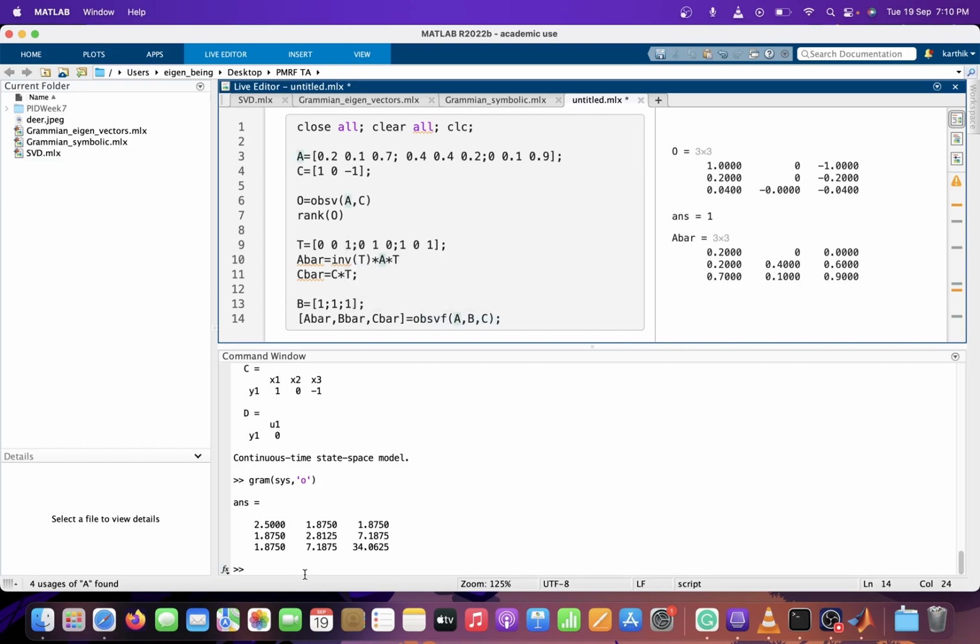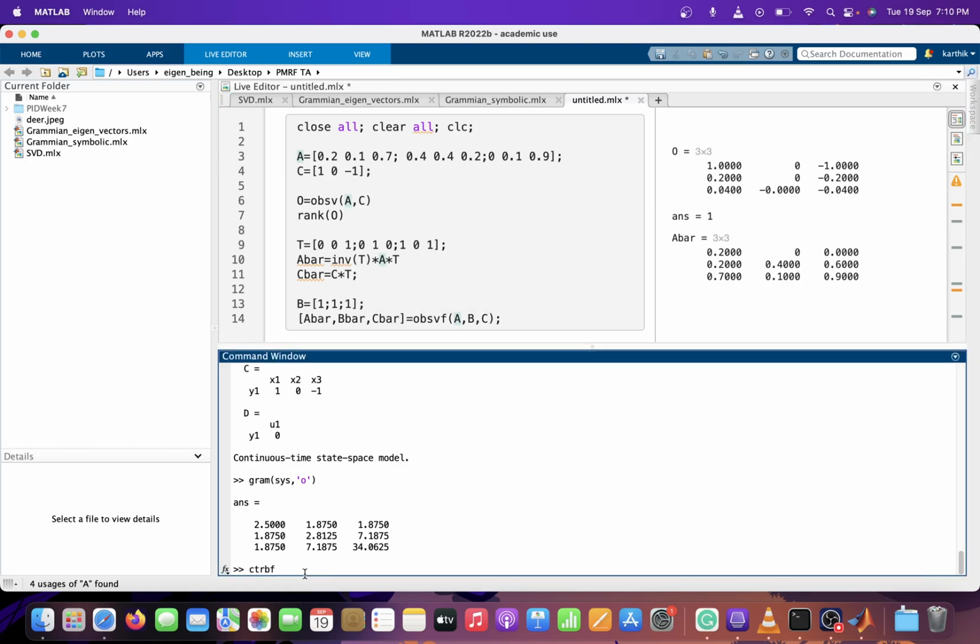There is a function for controllability also, CTRBF. CTRB is for computing the controllability matrix, and CTRBF will compute the controllable decomposition. Yeah, maybe I'll share this code also.